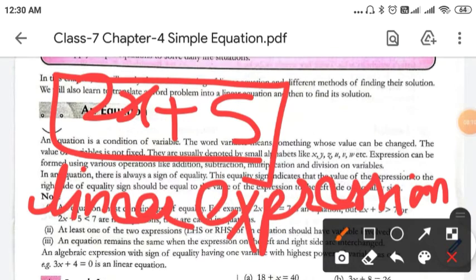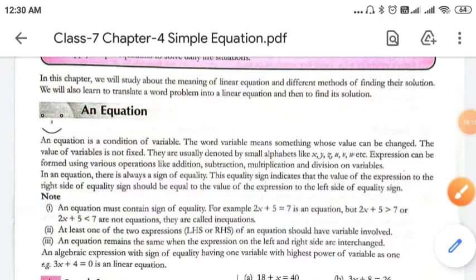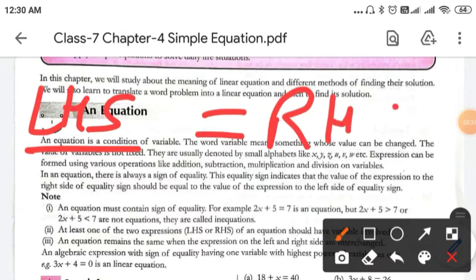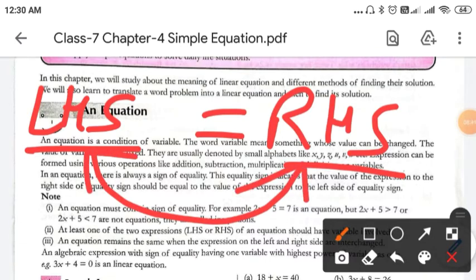So how can a linear expression be converted into an equation? For converting an expression into an equation, it must have two parts with an equal sign. There will be an equal sign, and the left side part is called LHS and the right side part is called RHS. And what is the relation between LHS and RHS? The total numeric value of LHS is always equal to the RHS.